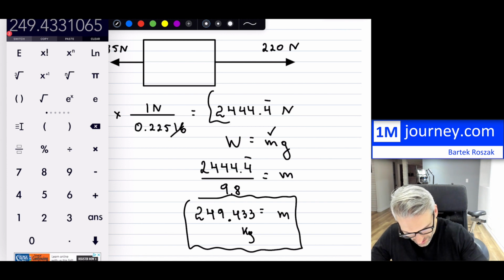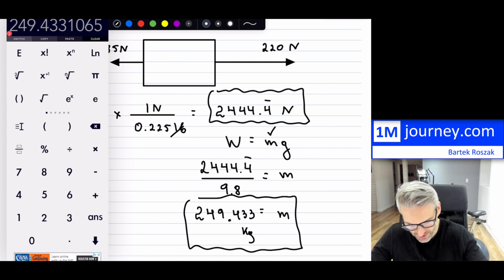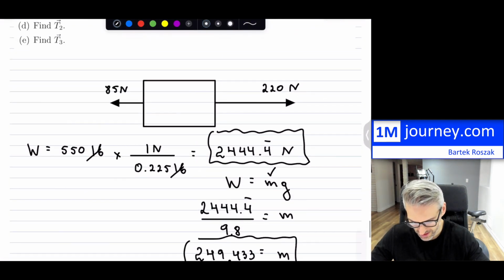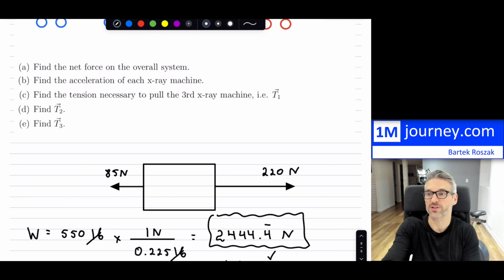If I'm going to need the weight in newtons, here it is. So these are all the given pieces of information. Now let's take a look and see. Hopefully we can answer all these questions.